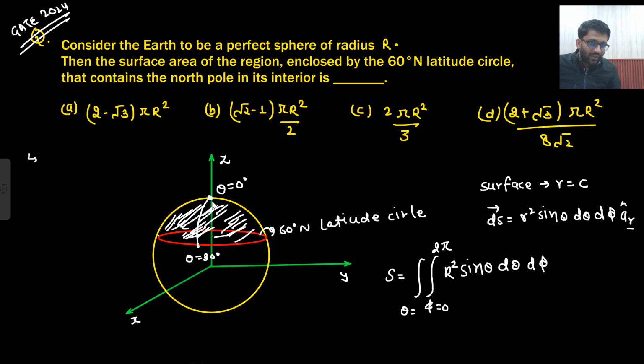So here your theta is 0°, and if you are coming down, this angle will be 30°. So you are going from 0° to 30°. Are you getting this point or not? This integration we need to solve.